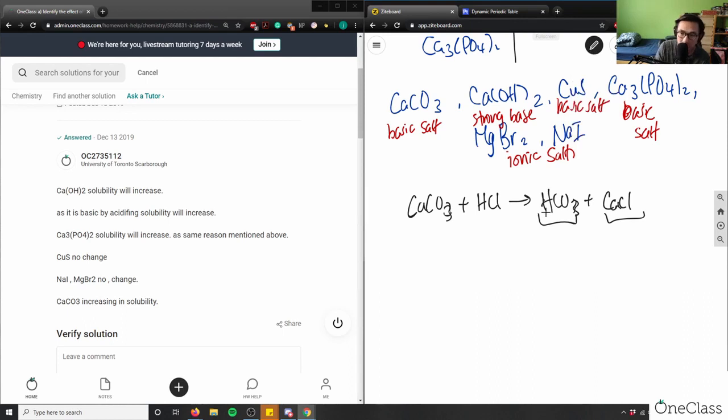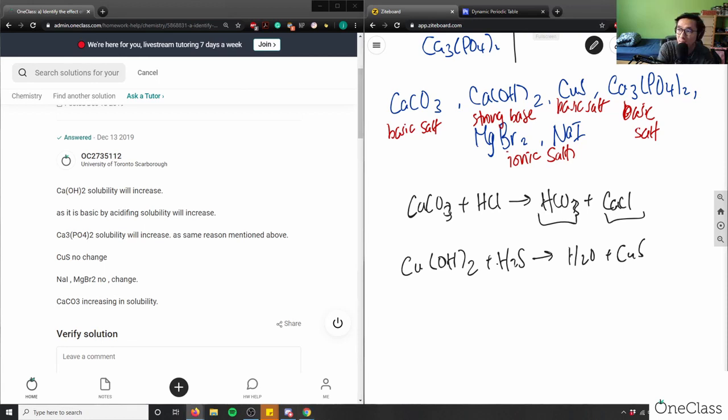So let me write down here what I thought of. I have copper hydroxide, so copper 2 hydroxide here would be a base, plus I have hydrogen sulfide, and I thought this was good. It's going to go to water and CuS here, but it would depend, right? I have copper hydroxide. I would have to check the Kb of copper hydroxide. So let me just check that and see if this reaction actually goes.